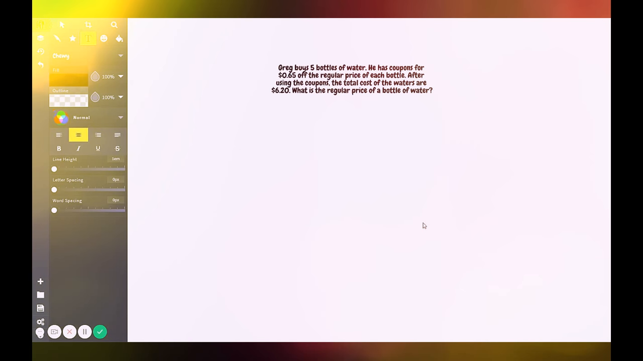Today I'm going to model how you can write algebraic equations for the purpose of solving real-life problems. This covers Common Core Math Standards 7.EE.4 and 8.EE.7. They give us the problem.